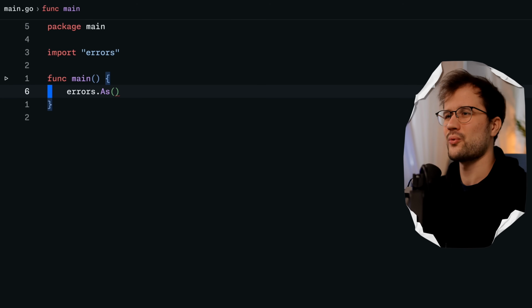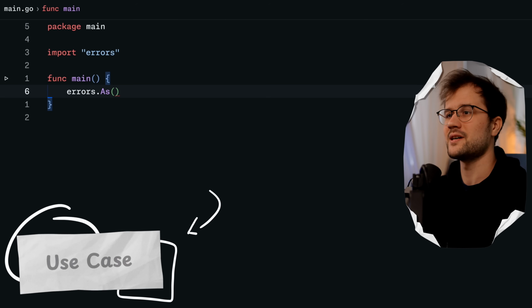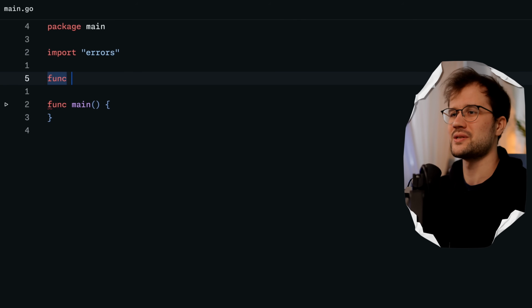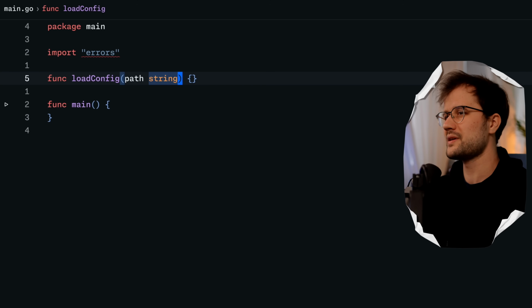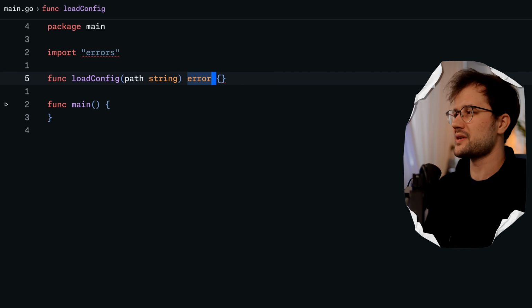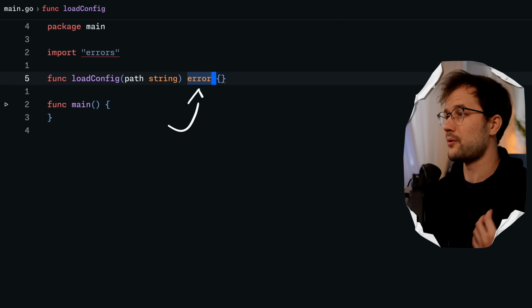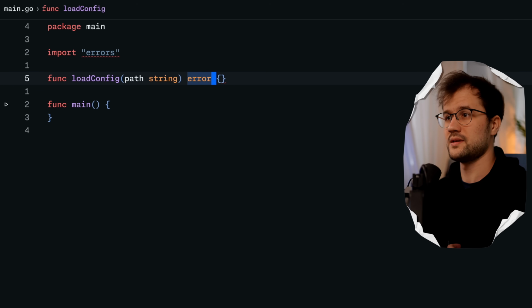Alright, let's have a quick use case without the AsType function. What we are going to do first is declare a new function above our main function, and we will call it loadConfig. This loadConfig function takes in a path parameter and can return an error. All this function does is try to read a JSON config file from the given path and try to parse it. If anything goes wrong, it returns a possible error, and it returns nil when it succeeded loading the config.